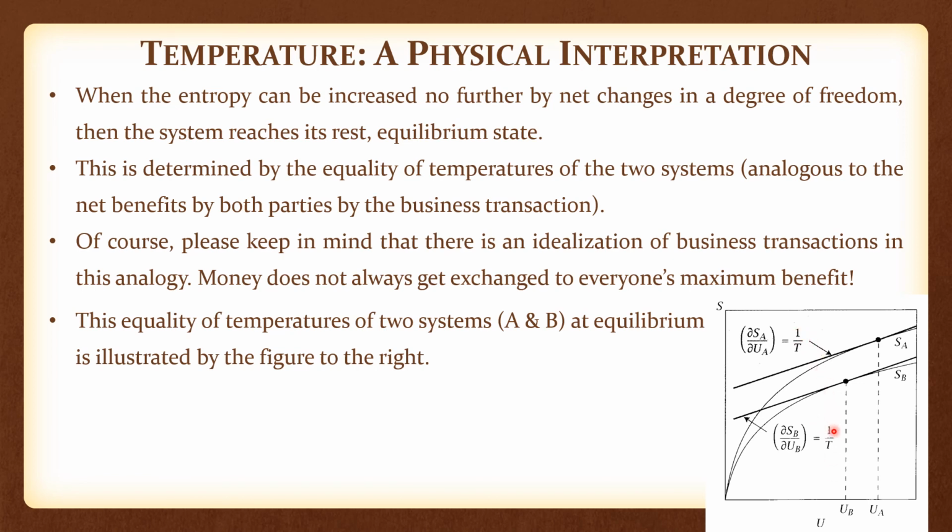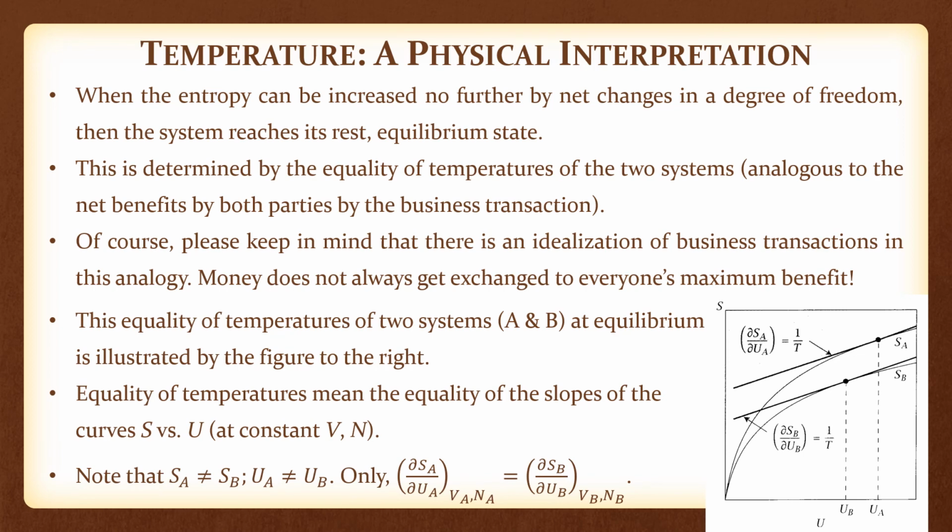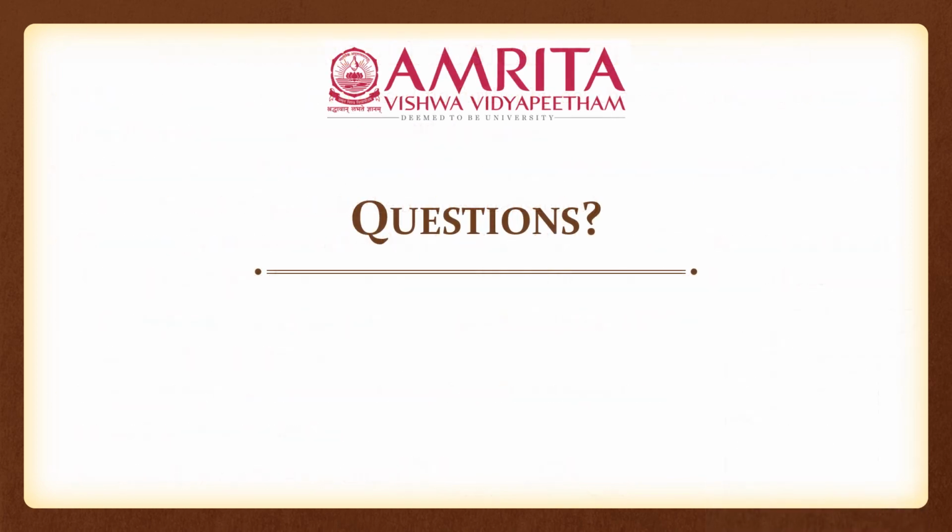Both sides' driving force is the same, so there is no net driving force for the thermal energy to be exchanged from either system A to system B or system B to system A. Equality of temperature means the equality of slopes of the curves S versus U. Of course, this is all drawn at constant V and N. Note that S_A is not equal to S_B, U_A is not equal to U_B. Only the slopes are equal, which means the temperatures are equal. With this, we come to the end of this lecture on understanding what the intensive property temperature is.